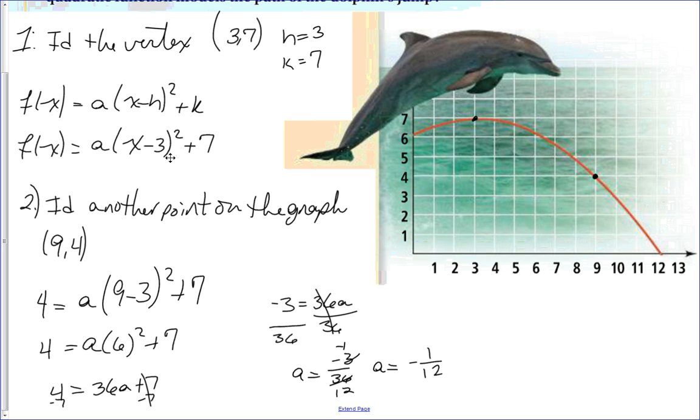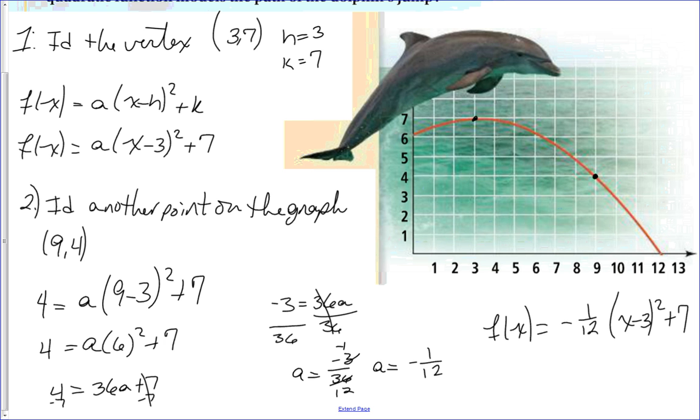So now we can finish our equation from up here. We know the equation for this dolphin's jump is going to be f of x equals a, which is negative 1/12, parentheses, x minus 3 squared plus 7.